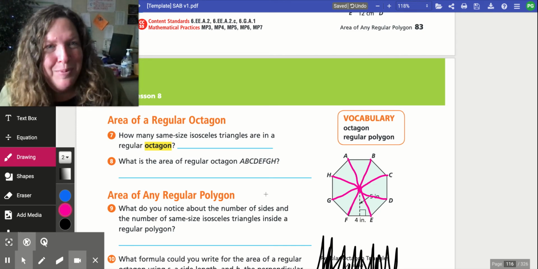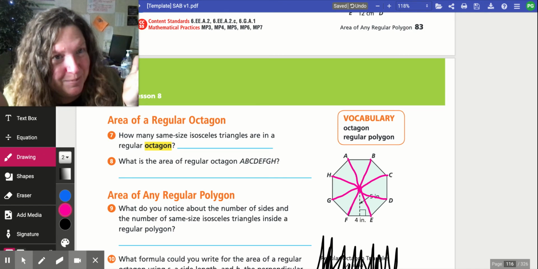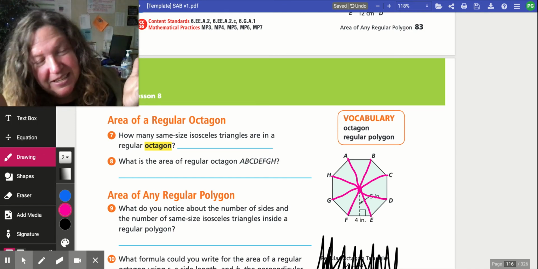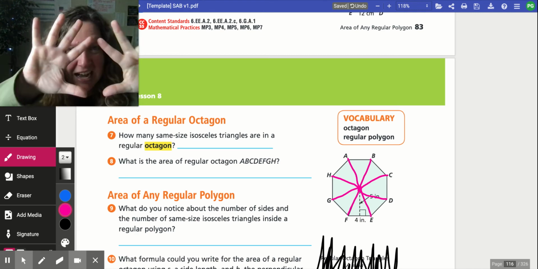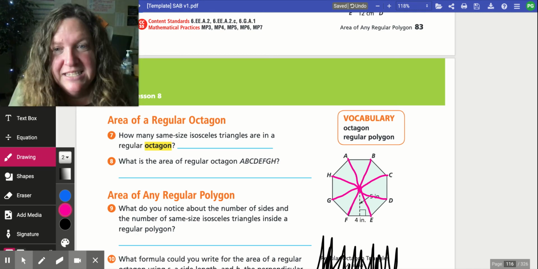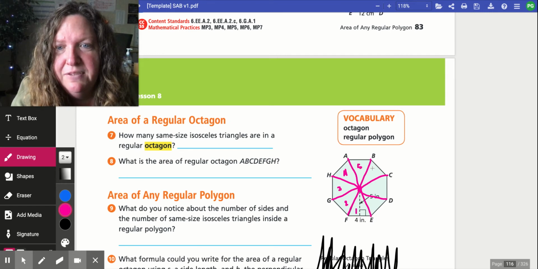All right. So how many isosceles triangles did you make? Well, remember, the number of triangles matches the number of sides there are. So if this is an octagon, oct means 8. If there are 8 sides, that means there are 8 triangles. There's 1, 2, 3, 4, 5, 6, 7, 8.